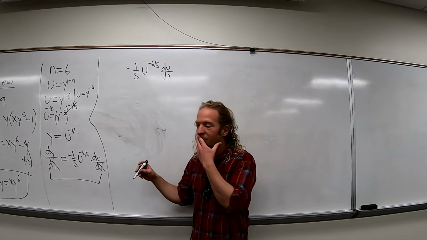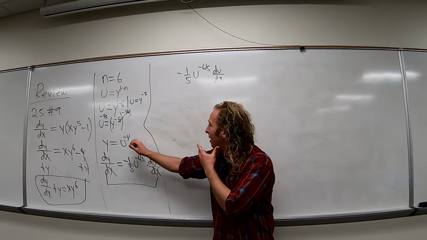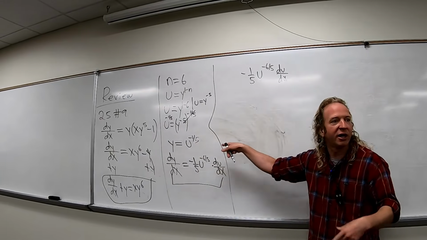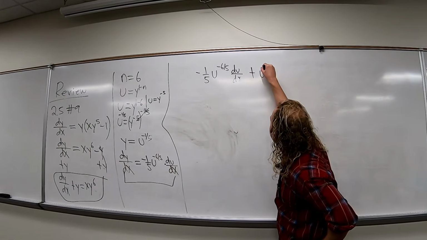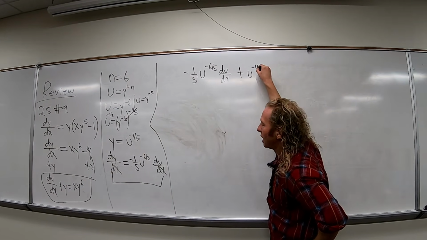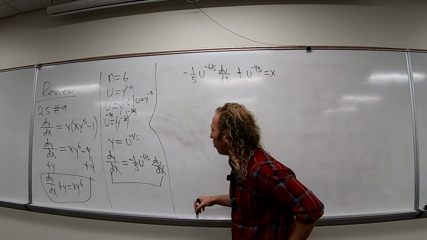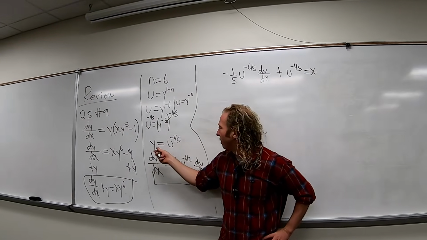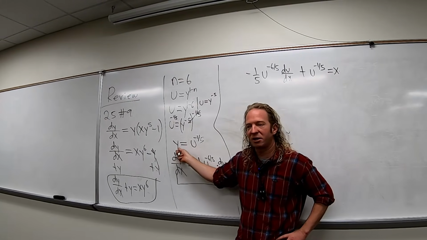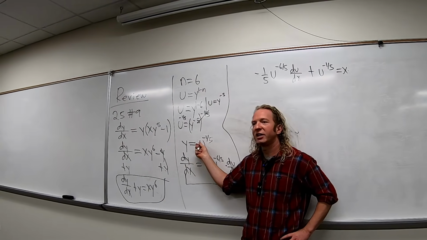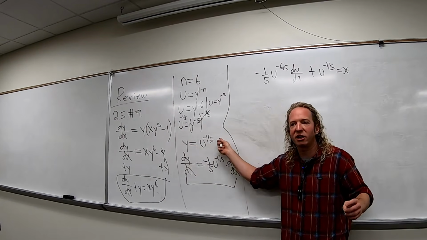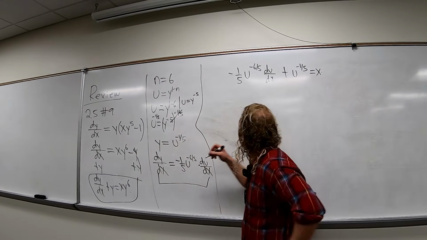Plus y, which is u to the negative 1/5, and that's equal to x times y to the 6. So it'd be 6/5, right? Because you have y equals u to the negative 1/5, so it'll be u to the negative 6/5.